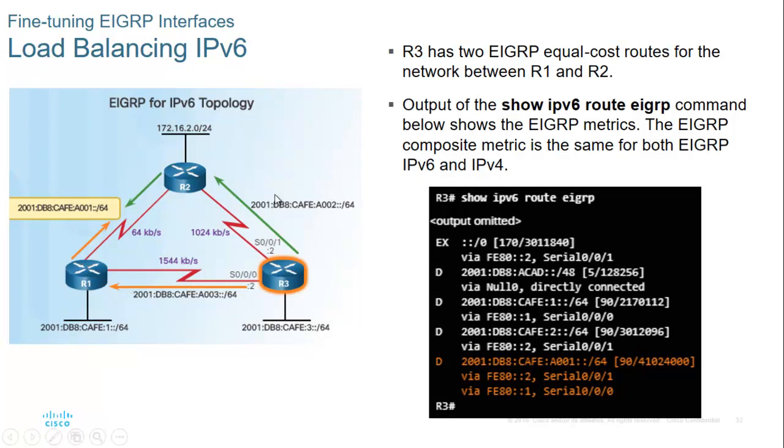Load balancing with IP version 6 is the same as IP version 4. Okay, you can see how it goes using show ipv6 route eigrp. It is shown here that this router has an equal cost route, so load balancing will be done.